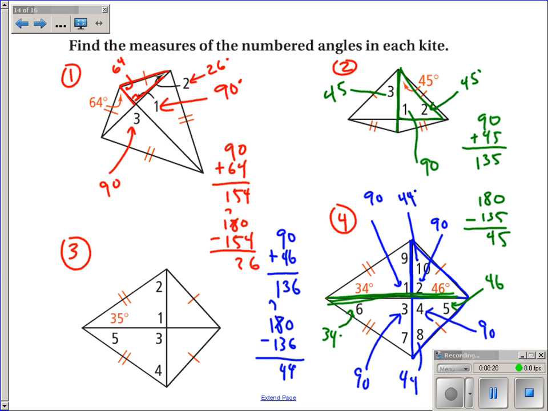Now, this is a triangle. And so angle 1, 34, and 9 add to be 180. So I'll take 90, I'll add 34, I get 124. I subtract that from 180, and I get 56. So angle 9 is 56, and because this is an isosceles triangle, angle 7 will also be 56. Okay, that looks really confusing now.